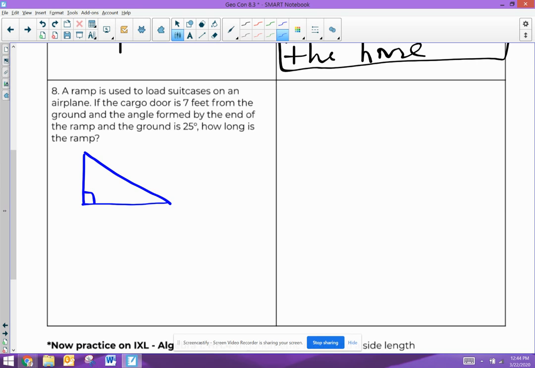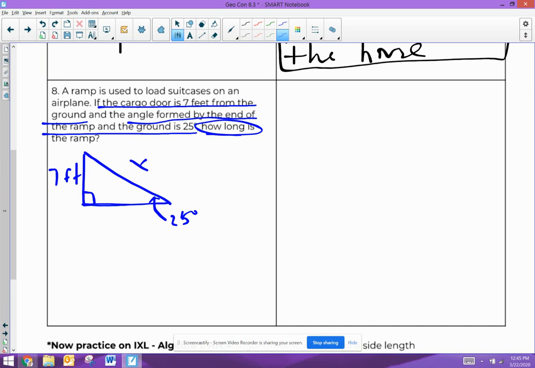A ramp is used to load suitcases on an airplane. If a cargo door is 7 feet from the ground, that will be the height, and the angle formed by the end of the ramp and the ground is 25 degrees. So that's here. So that's the ground. This is the ramp. How long is the ramp? So that's what we're trying to figure out. So that diagonal length, the hypotenuse.